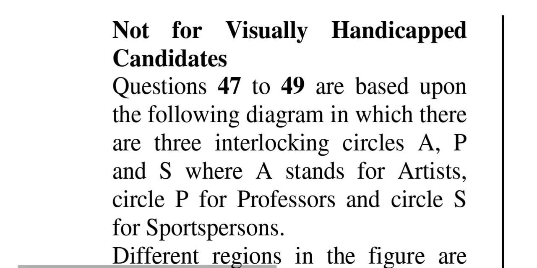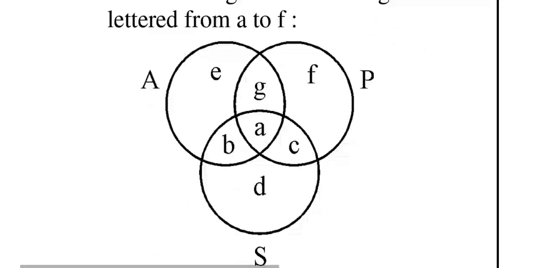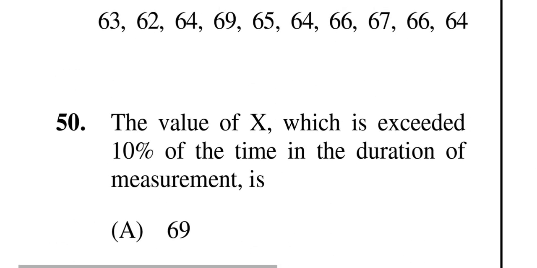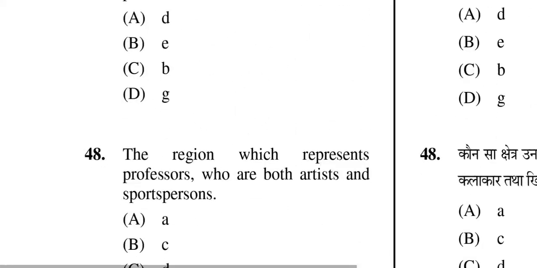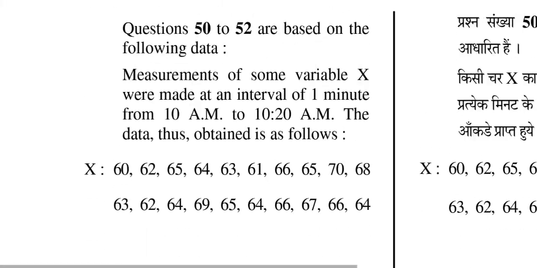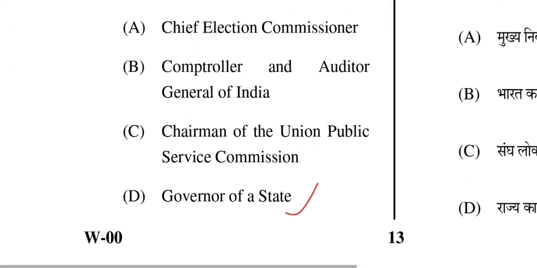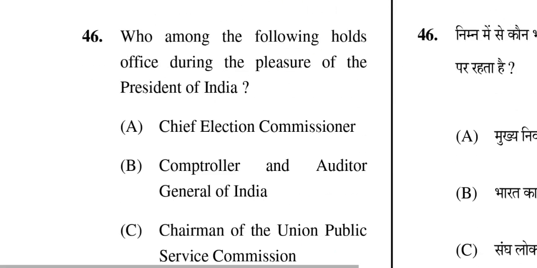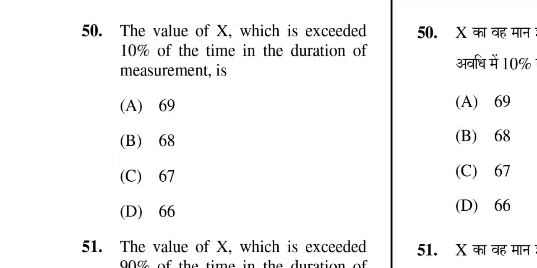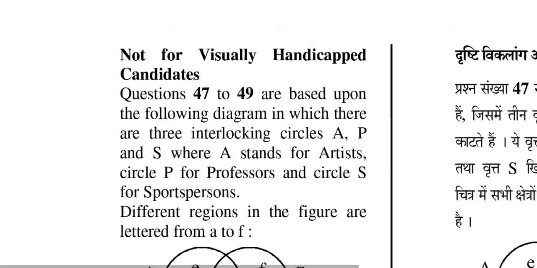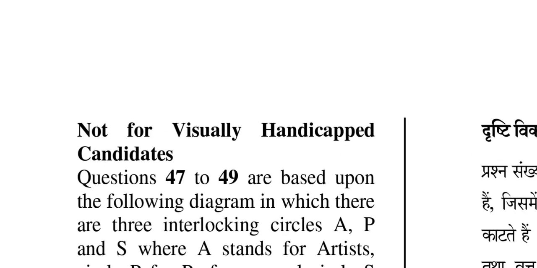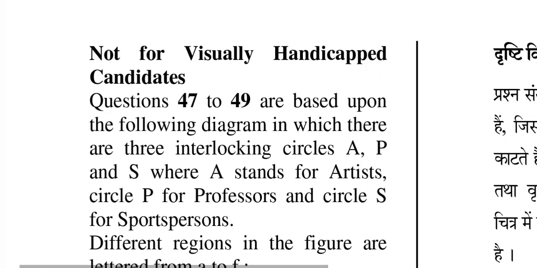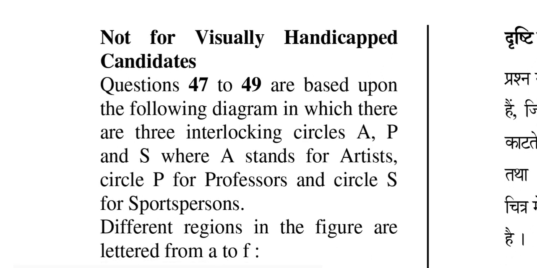Okay, now we have got questions for visually handicapped candidates. We will not try to solve it. Let's move on. 46 is the last question, which means we have to start from 47, right? Oh, sorry. It says not for visually handicapped candidates, those who are called Divyang.